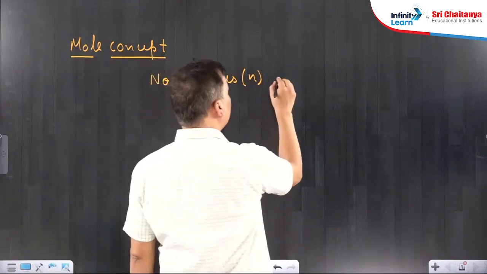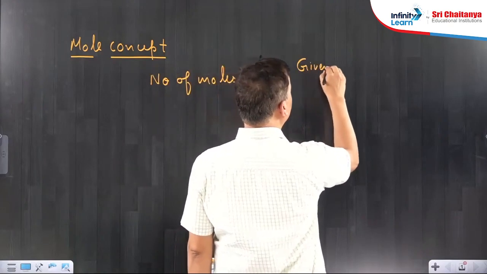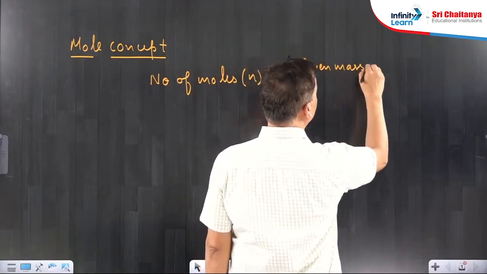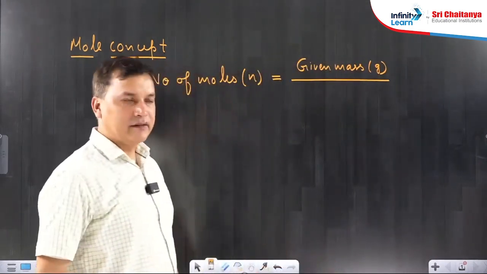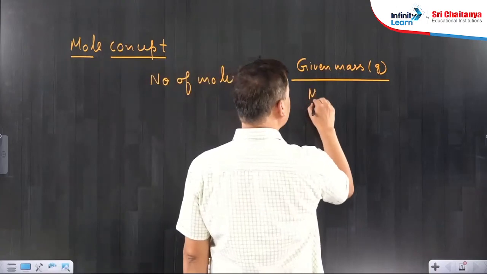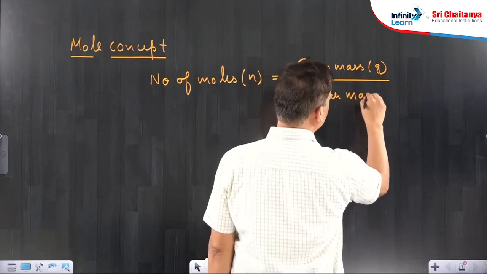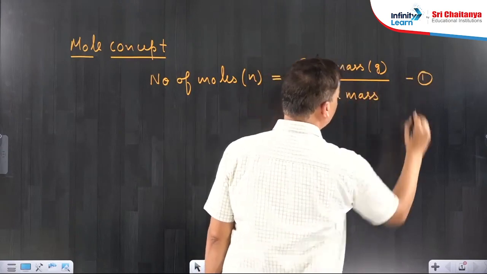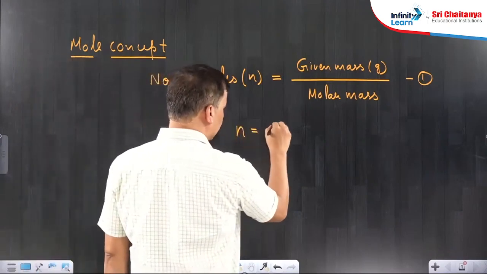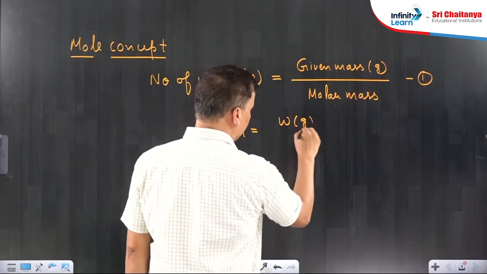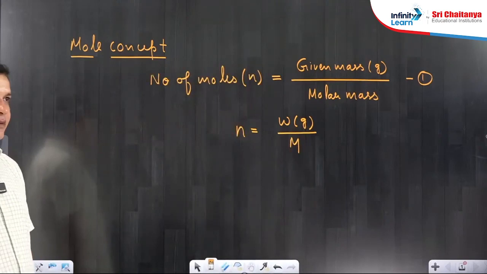And yesterday I told you this is the given mass. Here I am writing the given mass, and this mass must be in grams. Then you have to divide by the molar mass. Here I am writing molar mass. We have completed this one. This is the first formula to calculate the number of moles. In simple terms, this can be written as number of moles equals weight in grams upon molar mass. Is that clear?